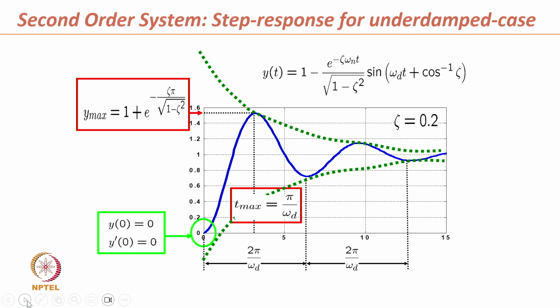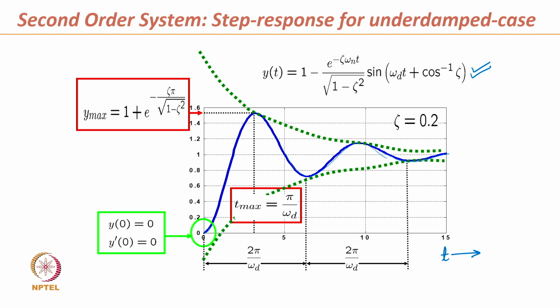The output in time domain of this system looks like this. This is the time axis, and this is the magnitude, and the output follows this blue curve. So, this is the response of an underdamped system. This is the plot of this time domain equation.